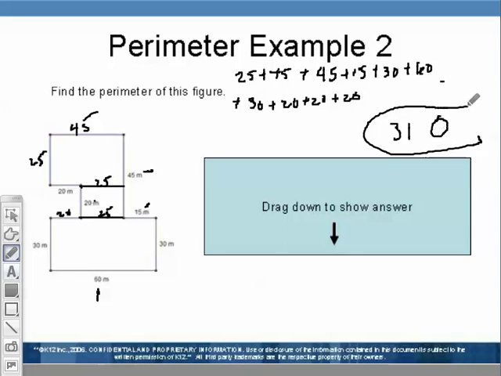And I'm not a big stickler about getting the measures, but your science teachers will be in the future. So you want to make certain you put it in the right unit of measure. It's meters, 310 meters. That would be the distance around the outside.